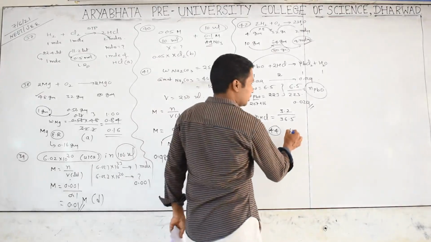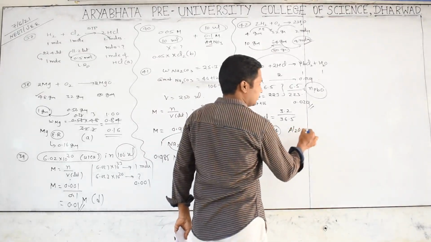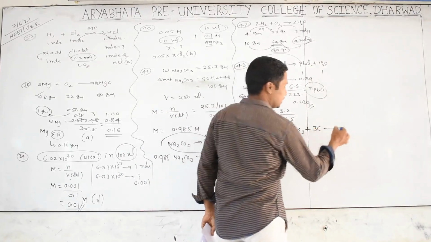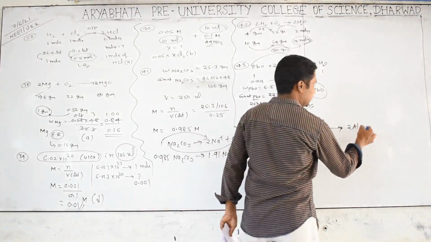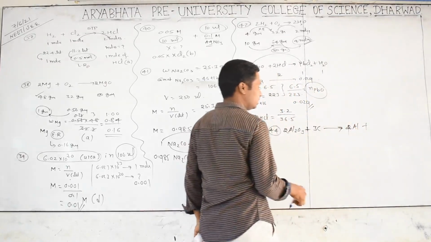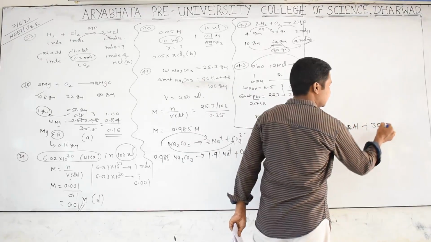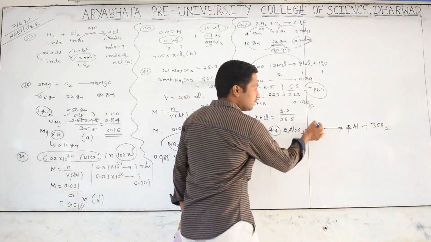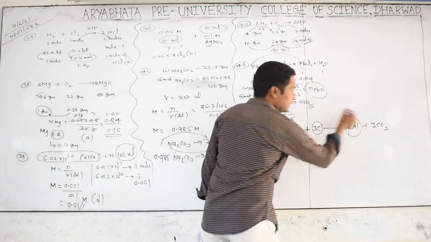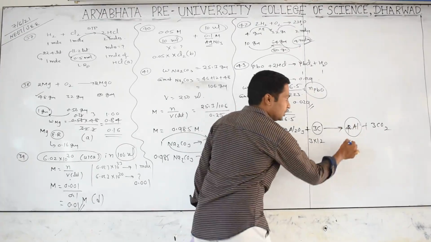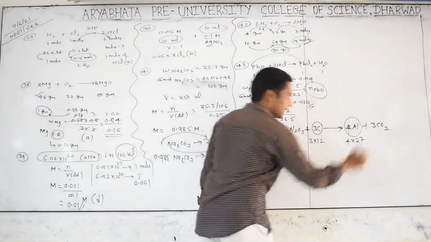What is the formula of bauxite? Al2O3. It is taking carbon from the electrode and we are getting 2 Al2O3 plus 3 C gives 4 aluminium plus 3 CO2, balanced. He is asking the relation between carbon and aluminium. Carbon: 3 into 12. Aluminium: 4 into 27.